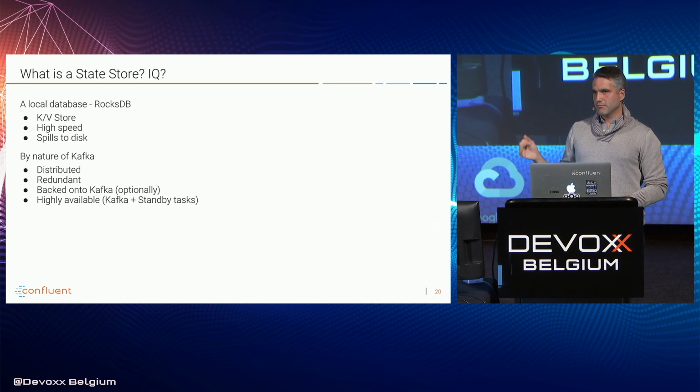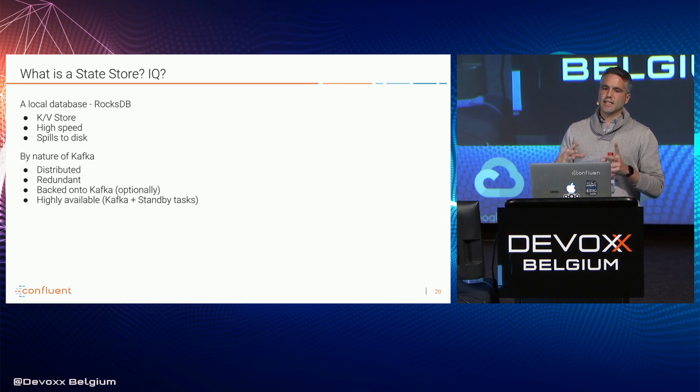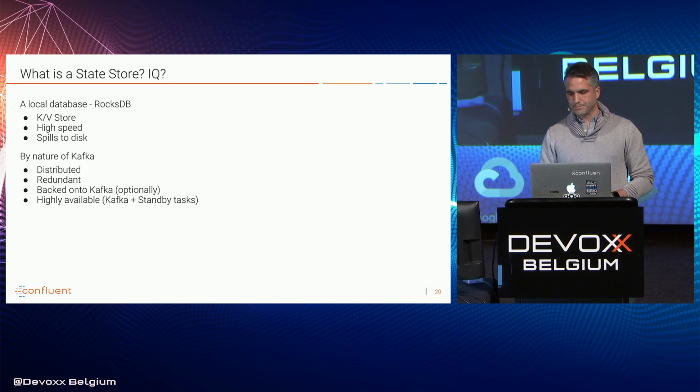But by backing up that state store, those RocksDB values, into a topic inside Kafka, the RocksDB database then also becomes distributed, redundant, highly available, and there's backups inside Kafka. So the state that's gathered in your Kafka Streams instances, you don't need to worry about losing that. You can wipe out a Kafka Streams node or your entire cluster, start it up again, and it will just restore itself from that backup inside Kafka.